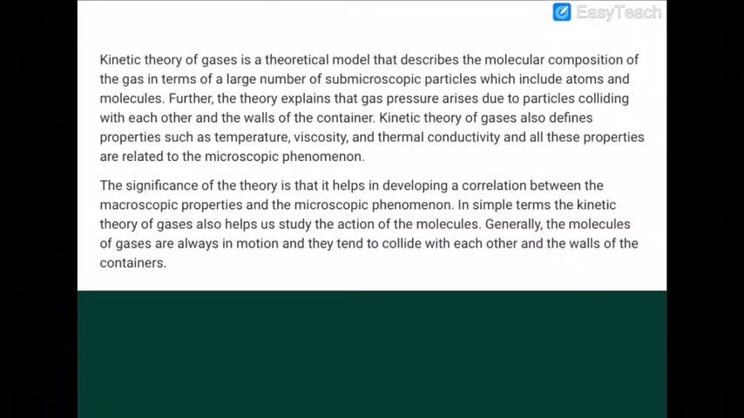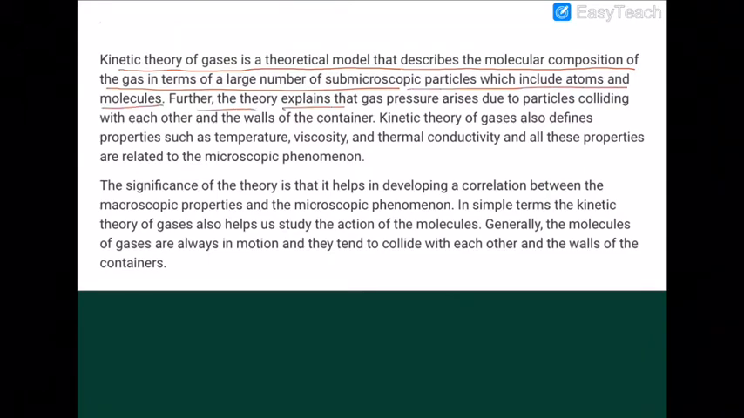So Bernoulli, Maxwell, and Boltzmann devised a theory that is known as the kinetic theory of gases. Kinetic theory of gases is a theoretical model that describes the molecular composition of a gas in terms of a large number of submicroscopic particles, which include atoms and molecules.